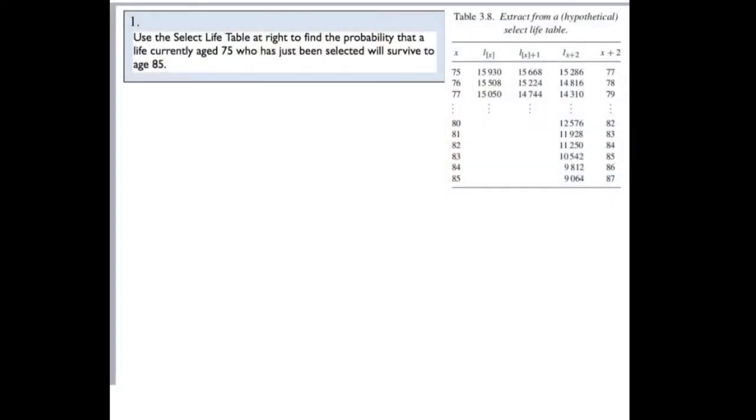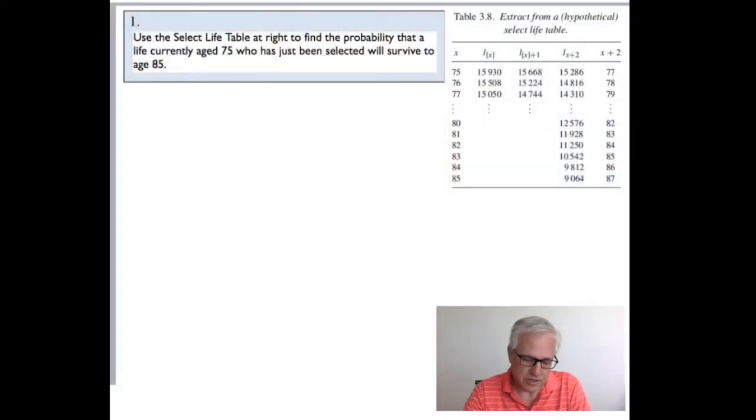This is Long-Term Actuarial Models, Chapter 3, Lecture 1, and this lecture deals with life tables. The first question I'd like to look at is sort of as simple as it can be. It's to use the select life table at the right to find the probability that a life currently age 75 who's just been selected will survive to age 85.